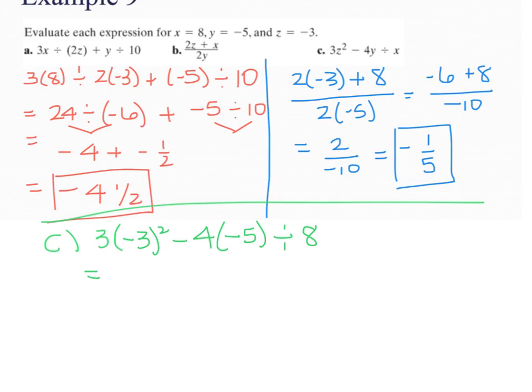So now we need to simplify. So a -3 squared is 9, so I really have 3 times 9 minus 4 times a -5, and this will give me a positive 20 because I have a negative right here and a negative right here, so that's going to give me a positive 20.